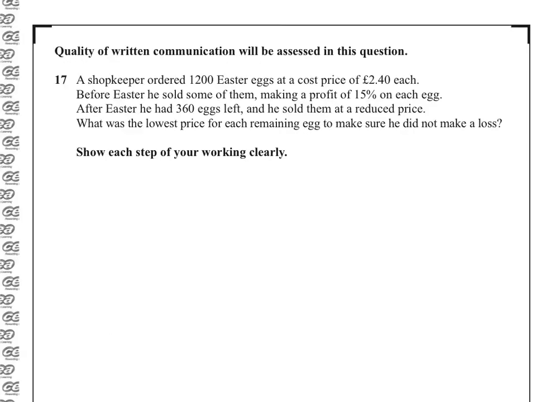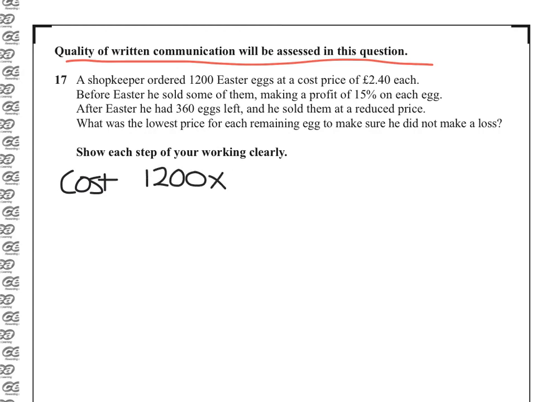Quality of written communication is being assessed in this question. That means beside calculations, we need to give some titles and explain why we are doing them. So the first thing I'm going to do is work out the cost. And the shopkeeper ordered 1,200 eggs at £2.40 each.